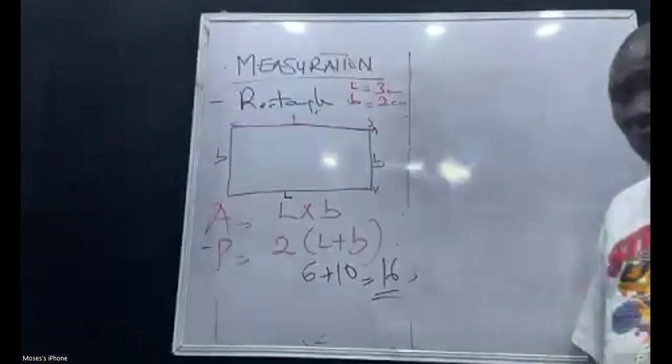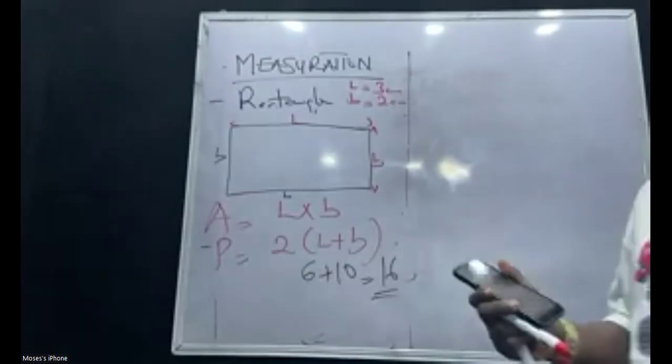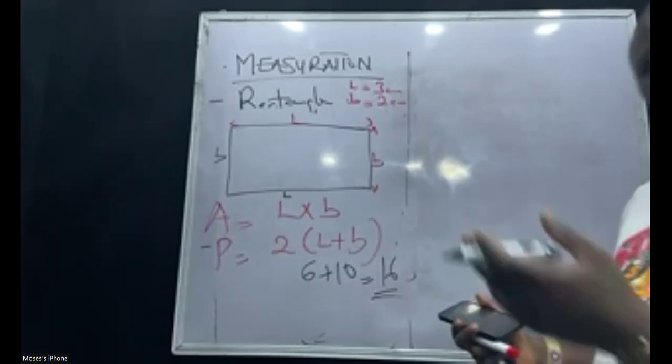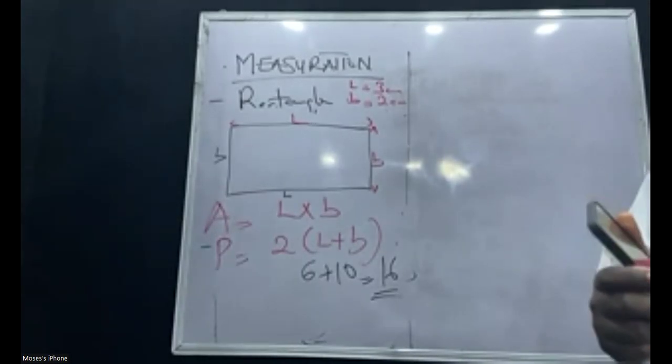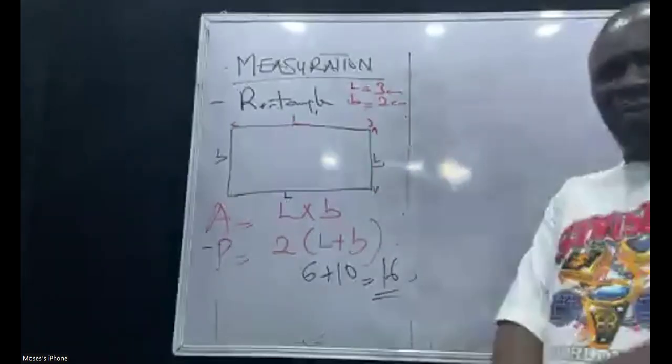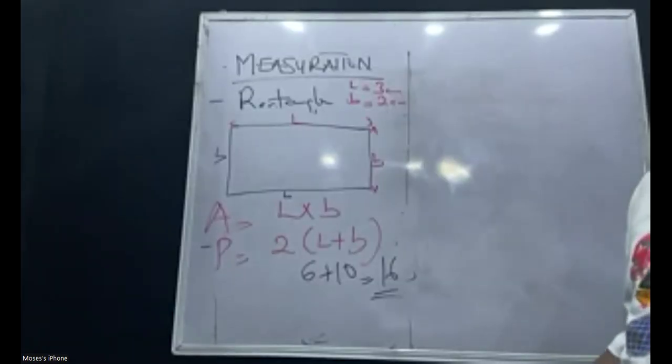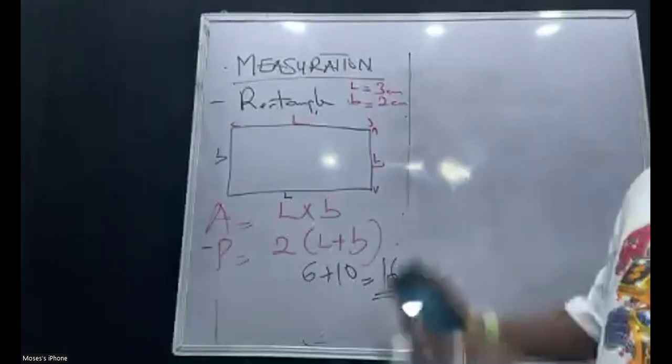Sometimes they might twist your question, they might twist your brain. They will give you the length of a rectangle, they will give you the breadth. They will now ask you to look for the sum of the area and the perimeter. Some people will be shocked. What's the sum of the area and the perimeter? They are asking you to look for the area, look for the perimeter, and sum it up.